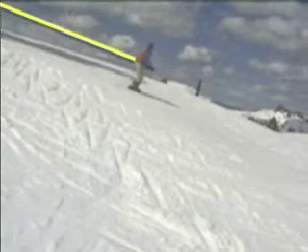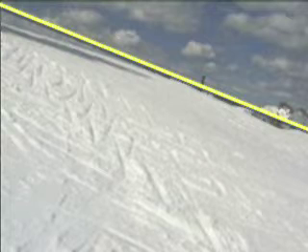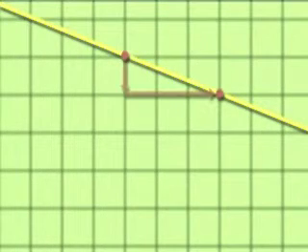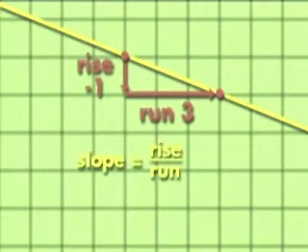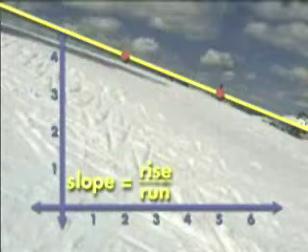Come on, let's hit the ski slopes and I'll show you another way to find the slope of a line. What's the slope of this line? We've already seen how to find the slope of a line using a slope triangle. We pick 2 points on the line, draw in a slope triangle, find the rise and the run, and compute the ratio of rise to run to find the slope. But we can look at this whole process in a different way.